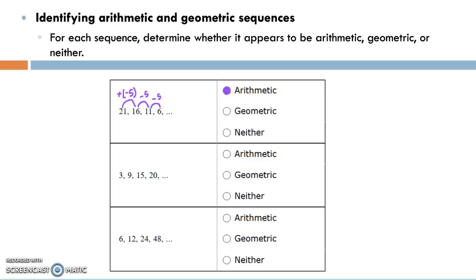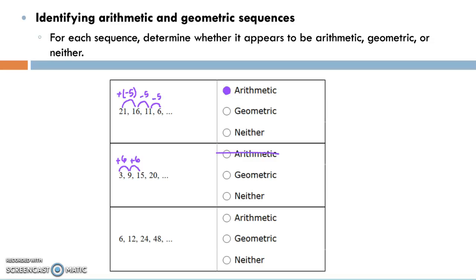So let's look at this one. From 3 to 9, how do I get there? Well, I add 6. From 9 to 15, how do I get there? Well, I also add 6. But then from 15 to 20, what do I do? I don't add 6. So I'm not going to get to 20 with that one. So that means it's not arithmetic. So I can cross that out.